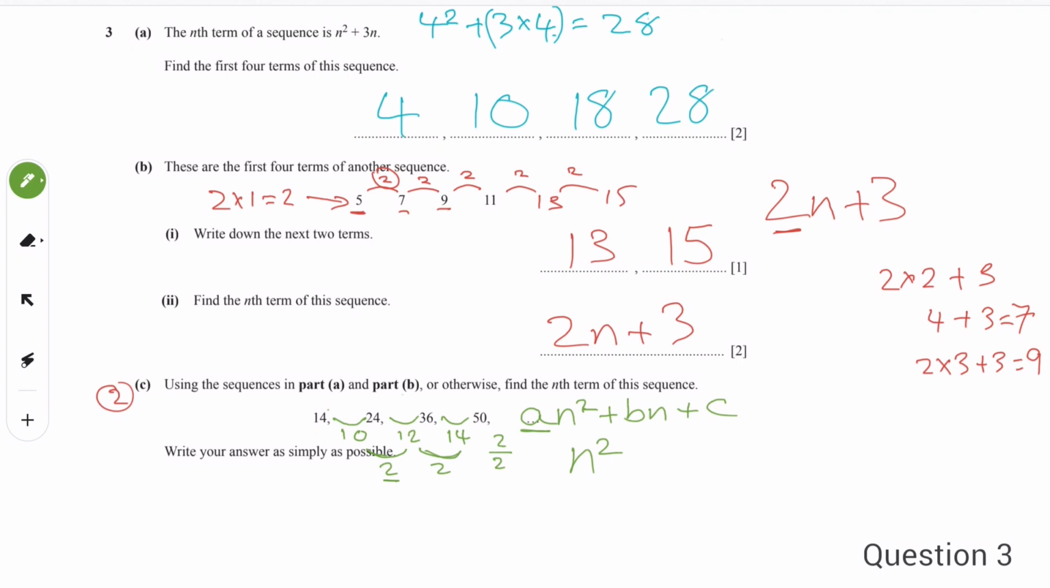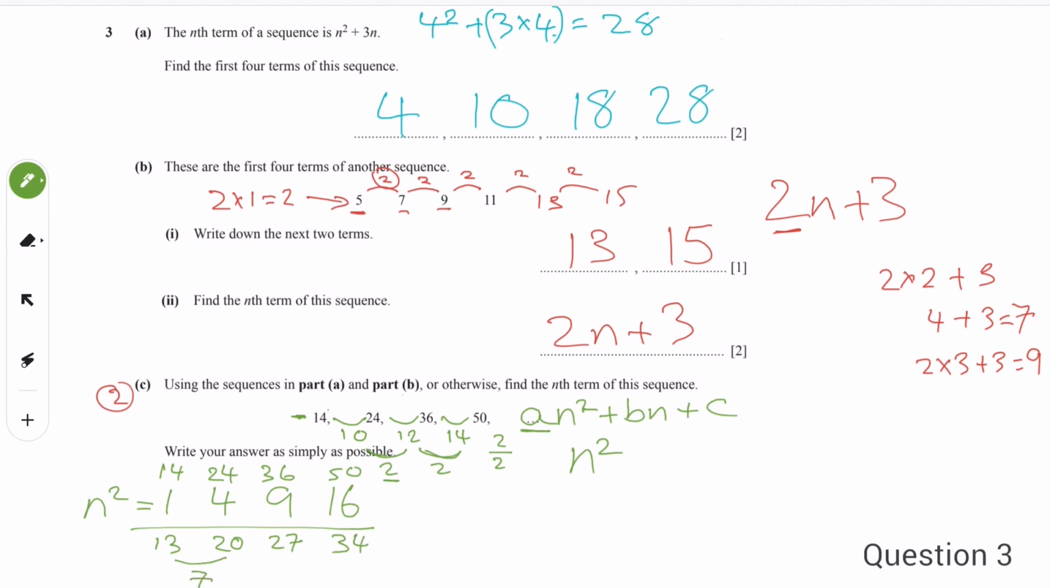We've got n squared. Well, let's plug in n squared. So I'm going to come down here. N squared equals, let's start with the first value. Sorry, 1, 4, 9, 16. So they're the first n squared, 1 squared, 2 squared, 3 squared, 4 squared. But what I've got to do is remove these. I'm going to take these away from these numbers here. So 14, 24, 36, and 50, which gives me numbers 13, 20, 27, and 34.